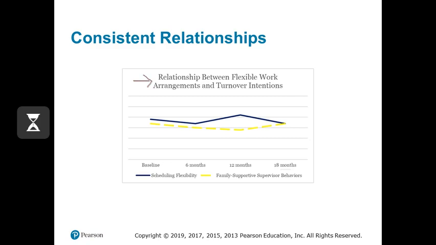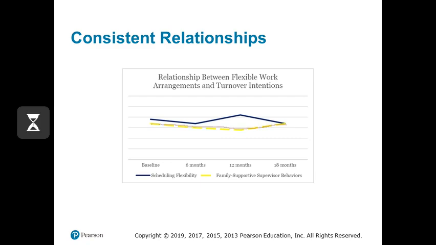So if we take a look at the family supportive supervisor behaviors, that's this yellow dashed line. As we follow this here, we see that there are some minor changes here, but this relationship really didn't get weaker or stronger with time. It pretty much stayed the same. Yes, there are some minor differences, but when these were tested, there was no significant difference between time periods.